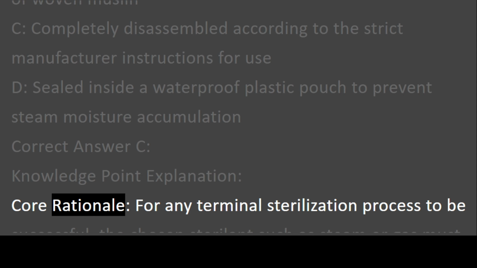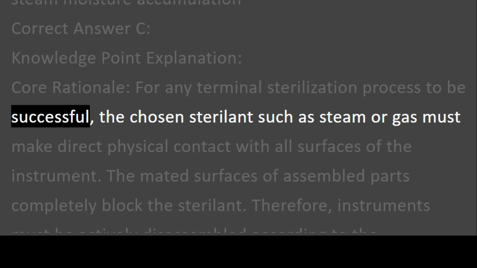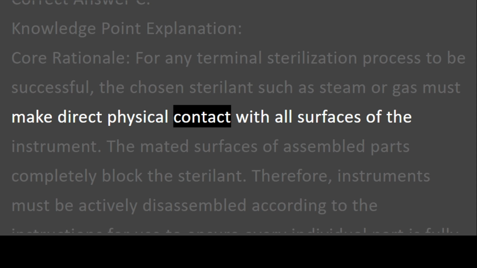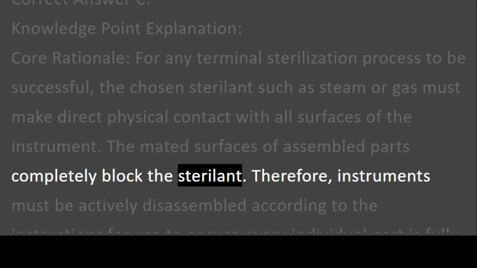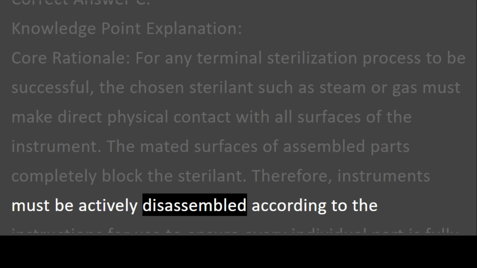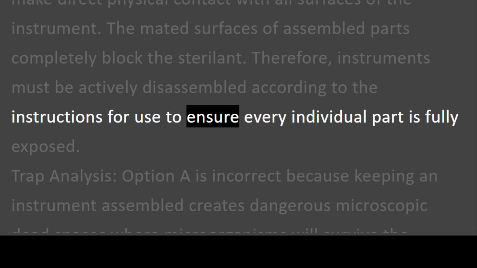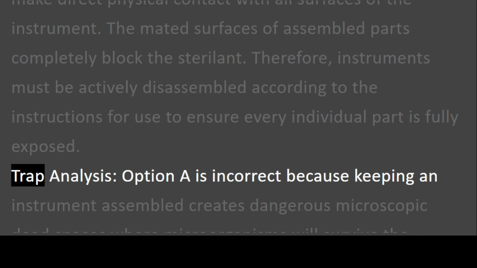Core rationale. For any terminal sterilization process to be successful, the chosen sterilant, such as steam or gas, must make direct physical contact with all surfaces of the instrument. The mated surfaces of assembled parts completely block the sterilant. Therefore, instruments must be actively disassembled according to the instructions for use to ensure every individual part is fully exposed. Trap analysis.